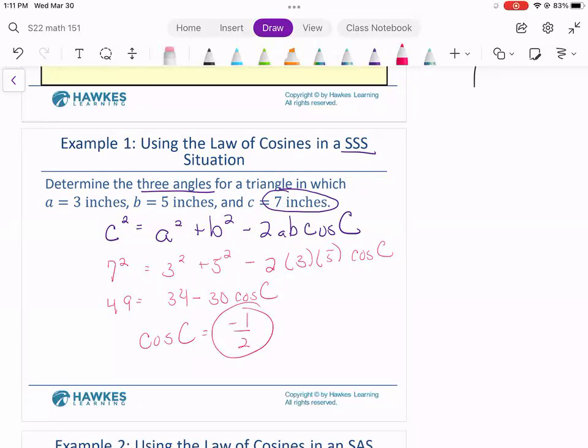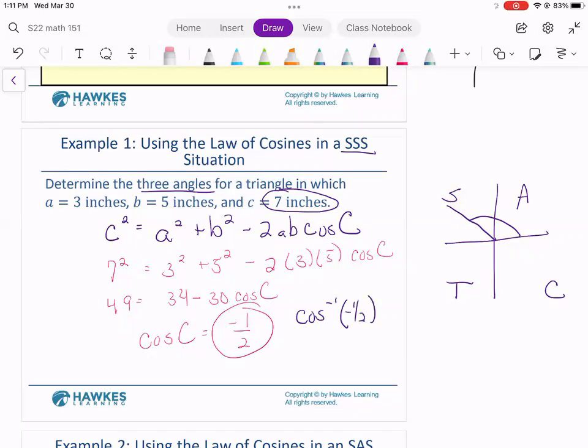Because cosine is negative, if you remember from our quadrants, all the trig functions are positive in the first, sine is positive in the second, tangent in the third and cosine in the fourth. So we know we are in the second quadrant, which tells us we have an obtuse angle. And using either the inverse cosine of 1/2 on the calculator or our reference angles, we determine that angle C is 120 degrees.